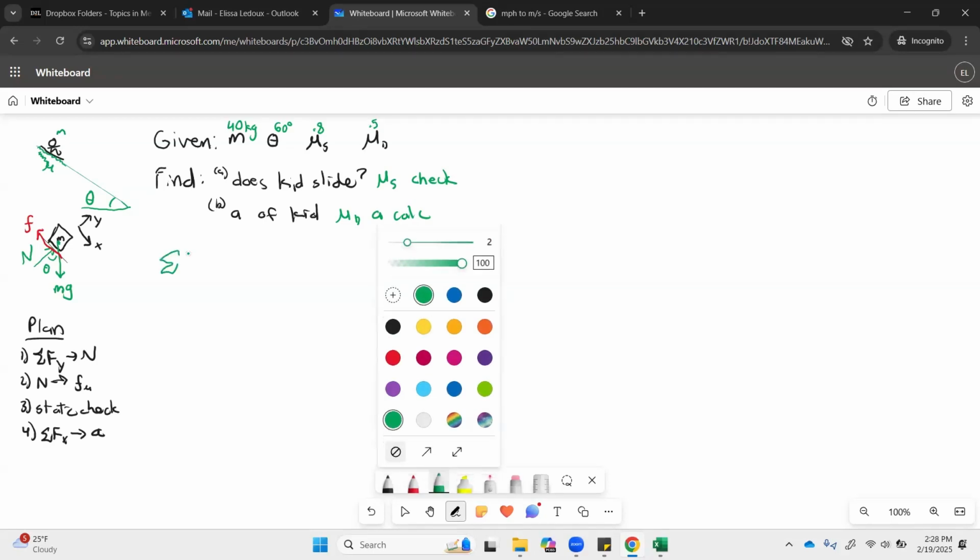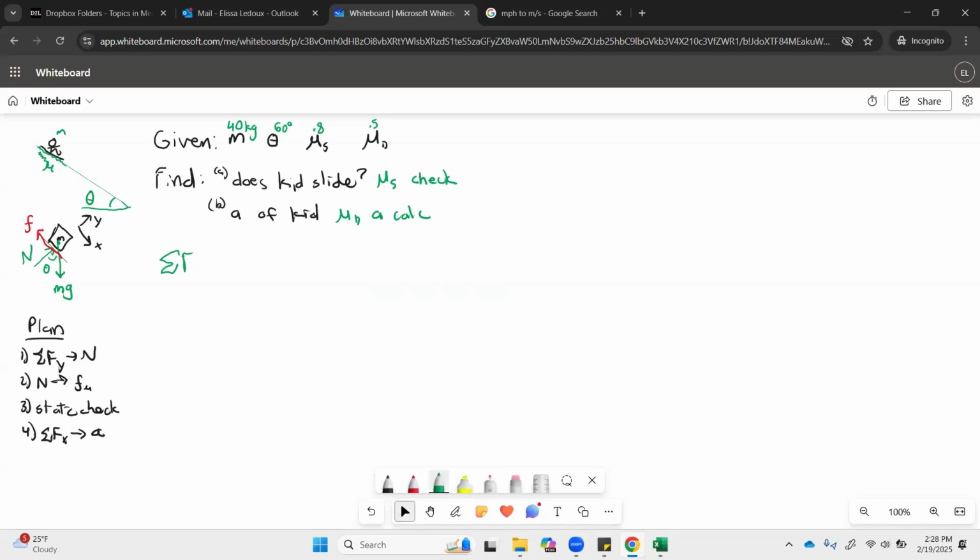Some of the forces in the y direction equals 0. So the sum of the forces in the y is pretty much always going to be 0 unless the y is the direction of motion. The object is moving vertically because this is not coming off the plane. So pointing in that y direction, we have the normal force going in the positive y.